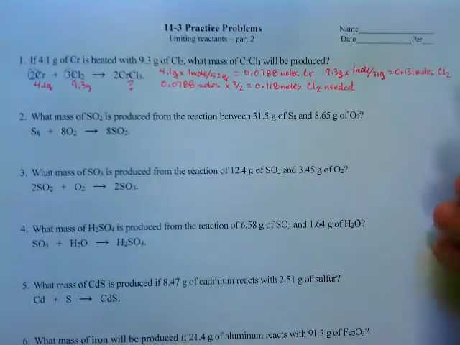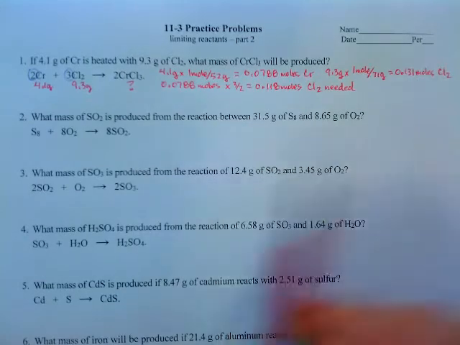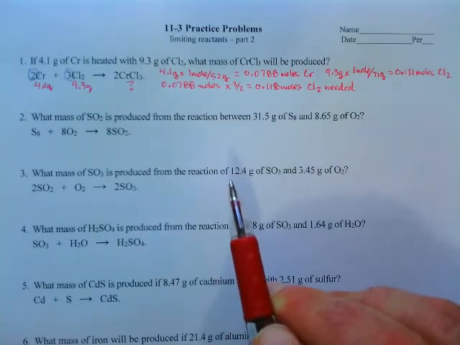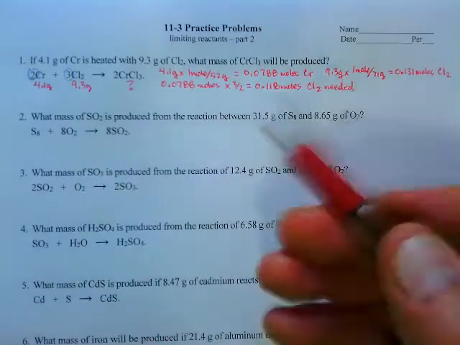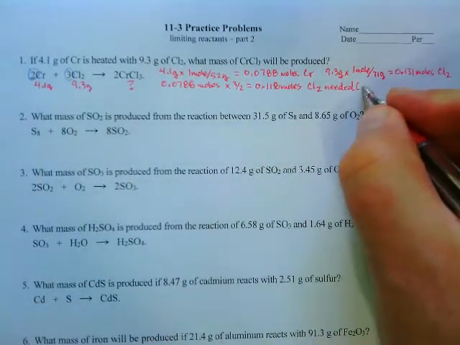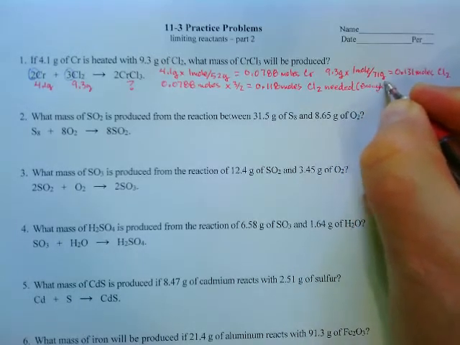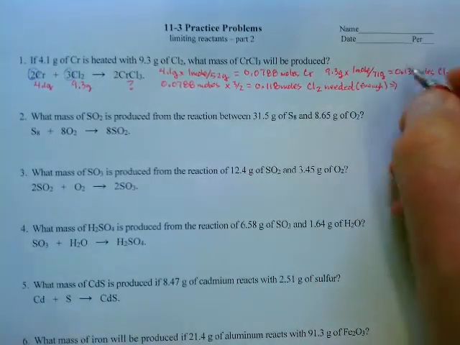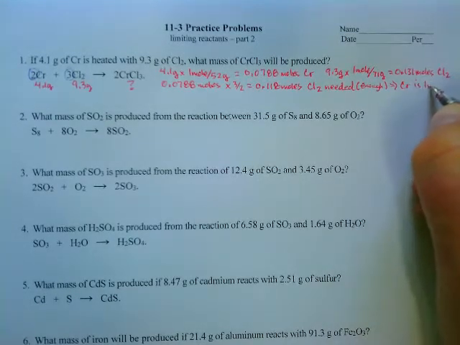Now, I have 0.131 moles of chlorine 2. This says I needed 0.118, so I have more than I need. So we have enough, and therefore the chromium is limiting.